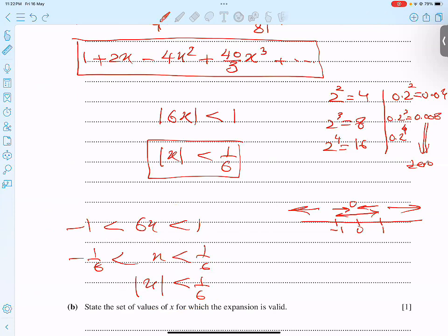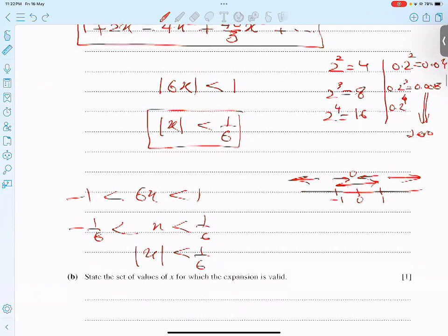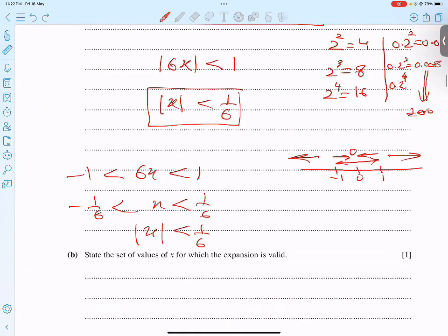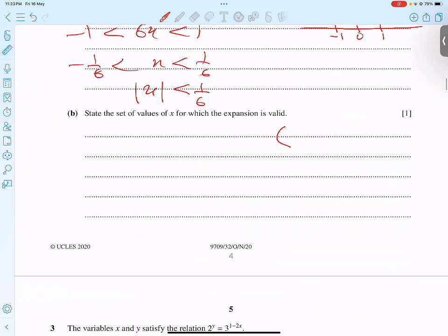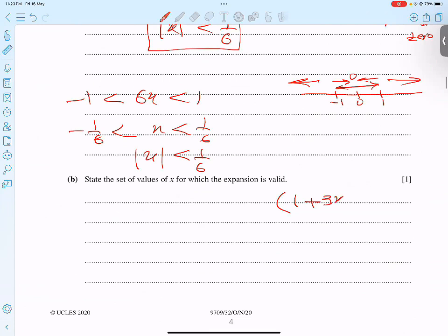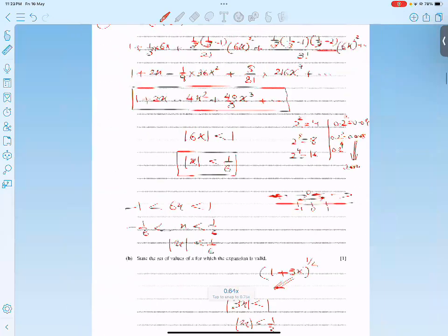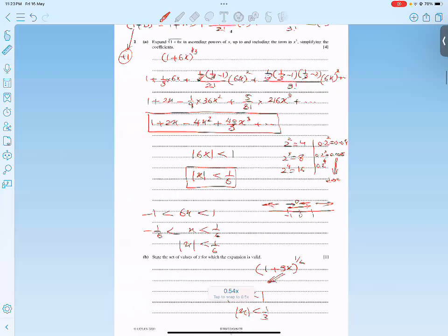So I have told a very long story. The short story is, whenever you have a given x coefficient including x, you must take it less than 1. For example, if I have 1 plus 3x, and the power is a half, how do we find the validity? I will take the modulus of this, which must be less than 1, and this is my final answer. I hope the concept is very clear for this whole question, and that's it.